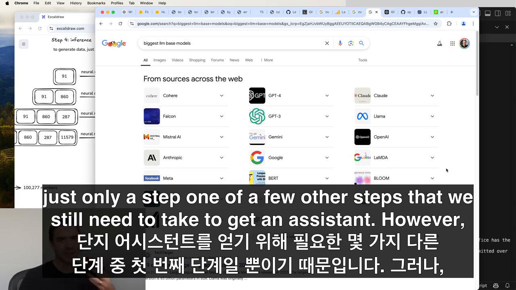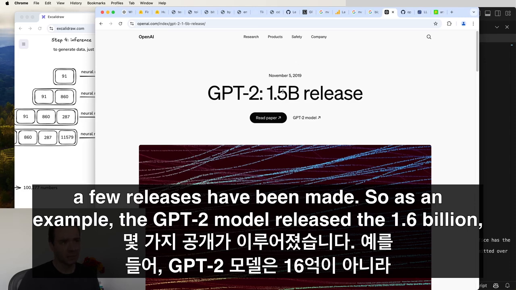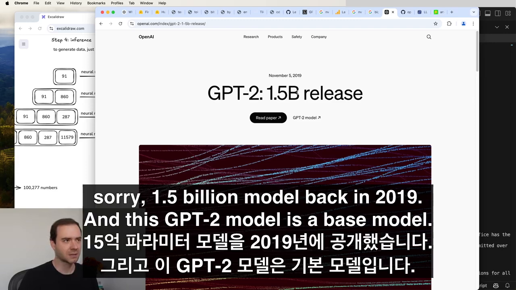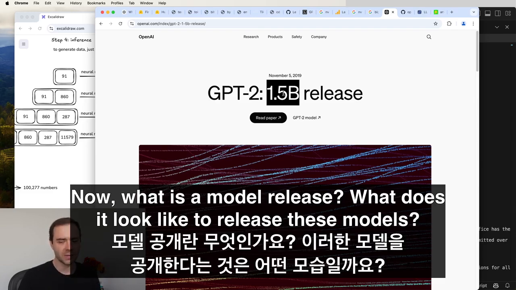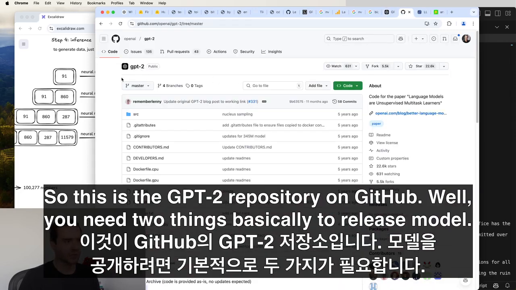However, a few releases have been made. So as an example, the GPT-2 model released the 1.5 billion parameter model back in 2019. And this GPT-2 model is a base model. Now, what is a model release? What does it look like to release these models? So this is the GPT-2 repository on GitHub.